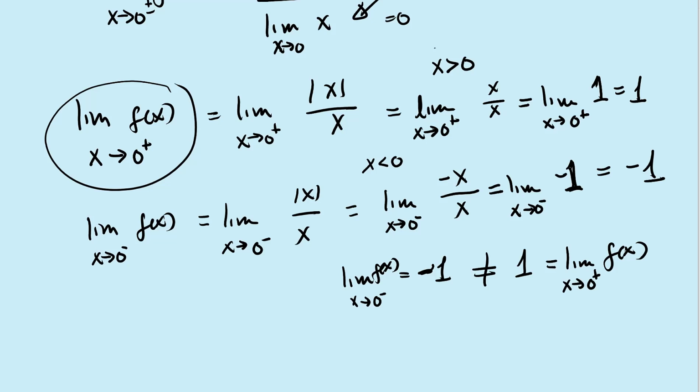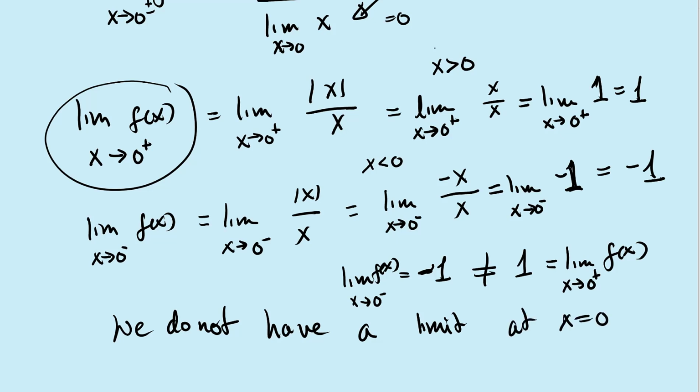Okay, and in this case, we do not have a limit at x equals 0. We only have the one-sided limits, and this actually makes sense, right?